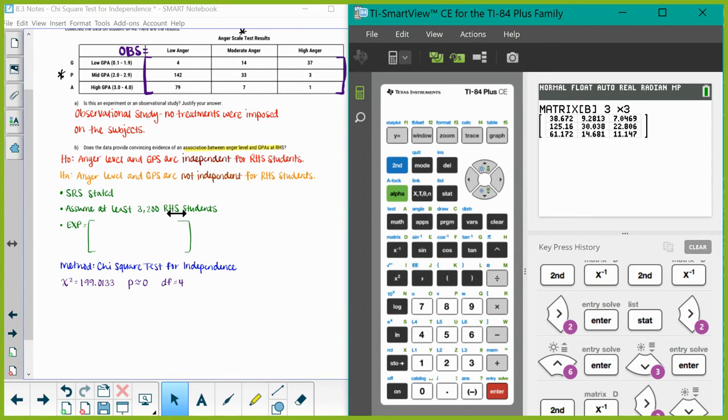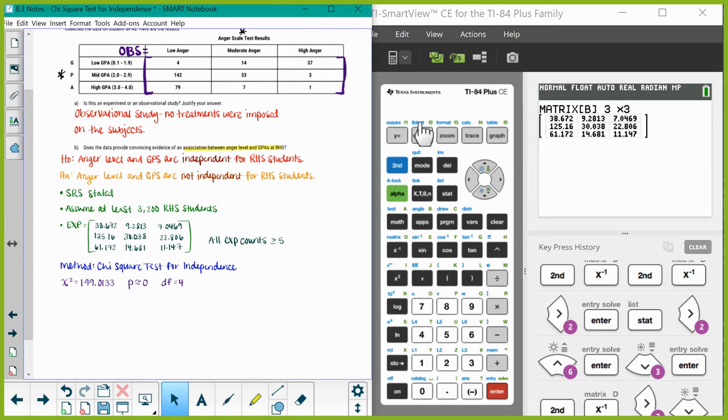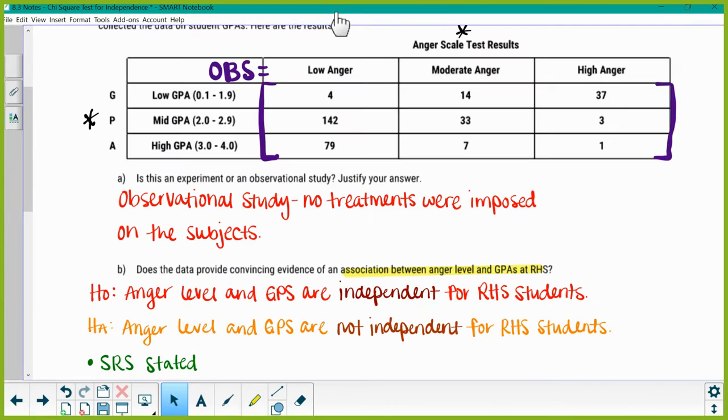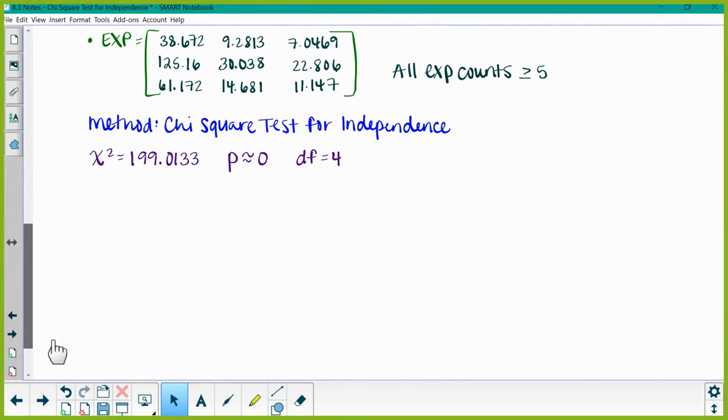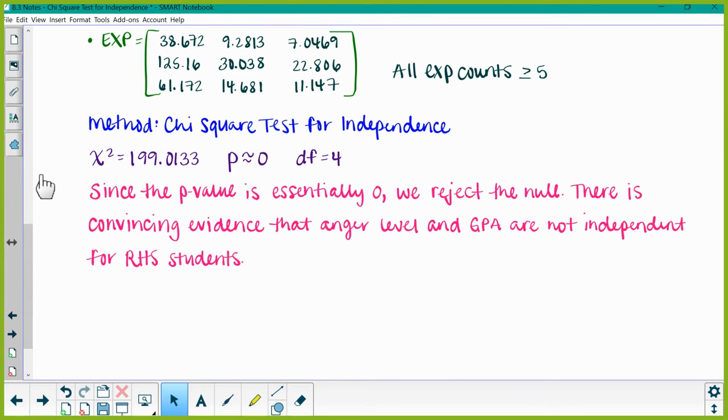The rounding on this is not as picky as it is for like our chi-squareds and our p's. So I typically just write down what I see. Gonna pull back up so you can see it a little bit better. And I just write my expected values down. All of my expected counts are greater than 5, so that condition is satisfied. So I'm going to move on to writing my conclusion.